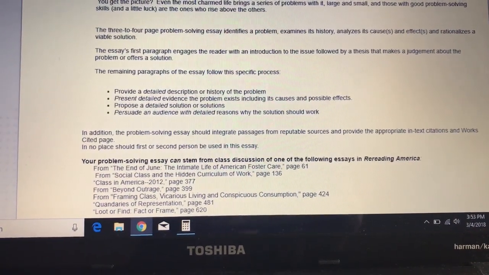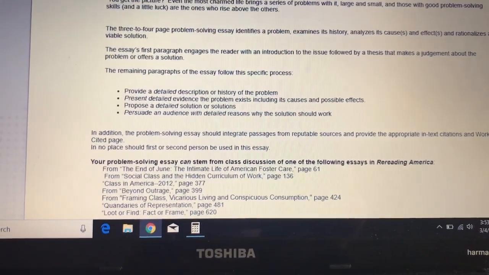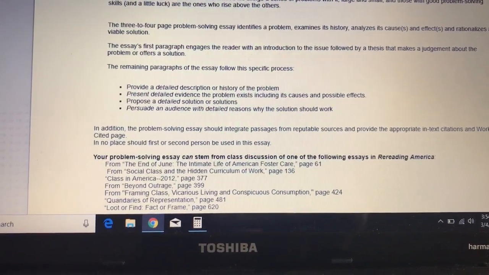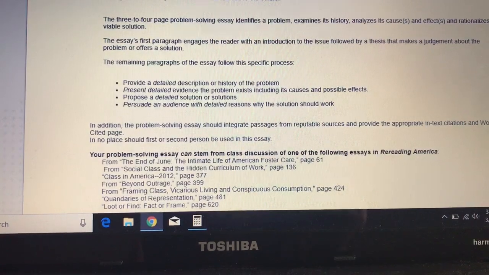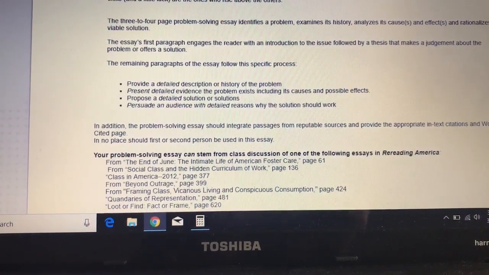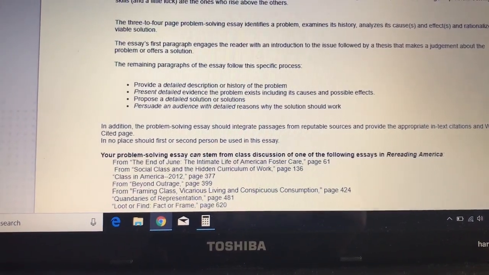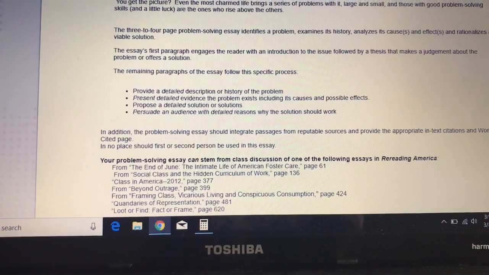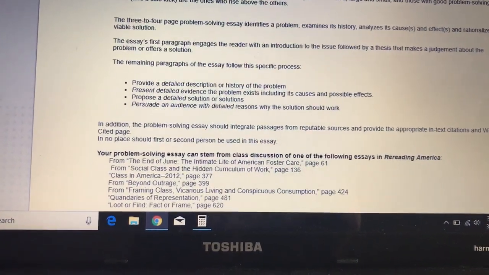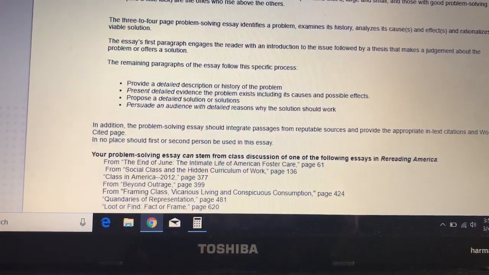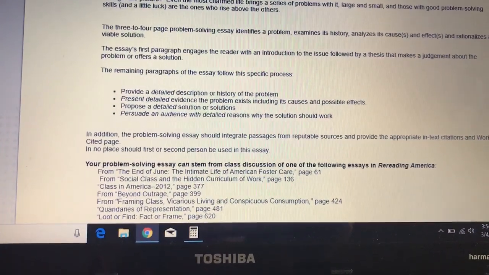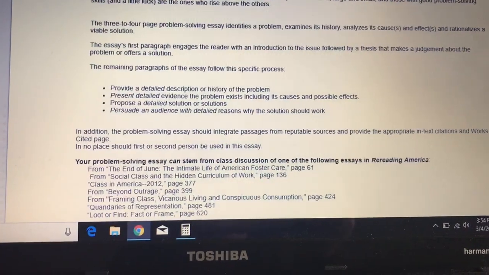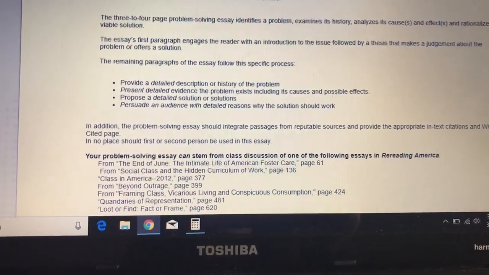If you go back to the problem-solving essay description, there are those 4 bulleted points, the expectations that I have of your essays. These are what I want you to look for when you evaluate this article. Does the article give a detailed description or history of the problem? Does it give detailed evidence of its existence, including its causes and effects? Does it propose a detailed solution or solutions? And does it persuade an audience with detailed reasons as to why the solution should work?